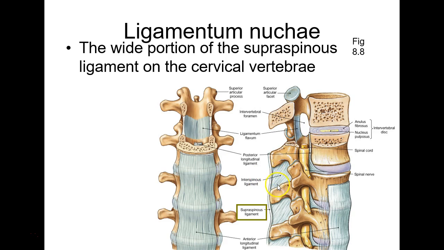Then in between the little spinous processes, right, back here, that would be interspinous ligament. Inter means in between. Supra means above, basically. Supraspinous would be this guy.